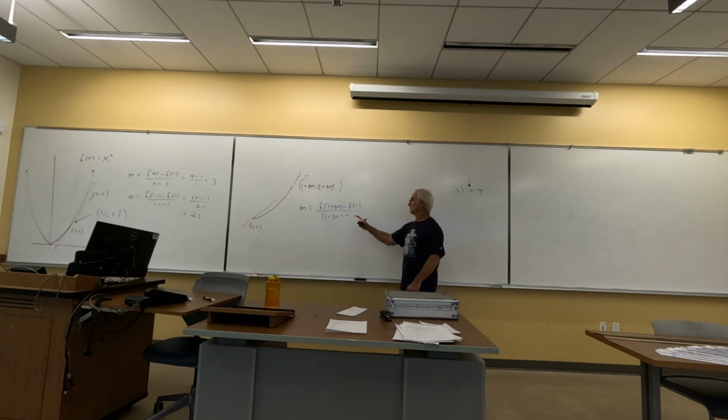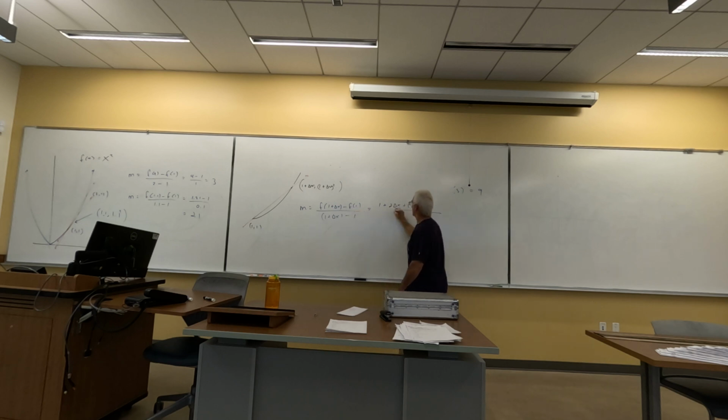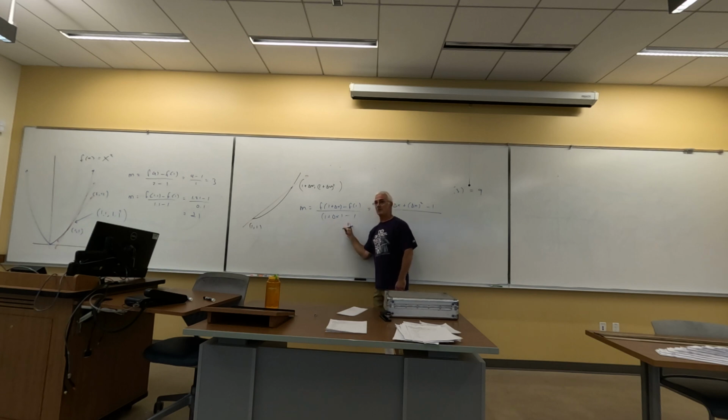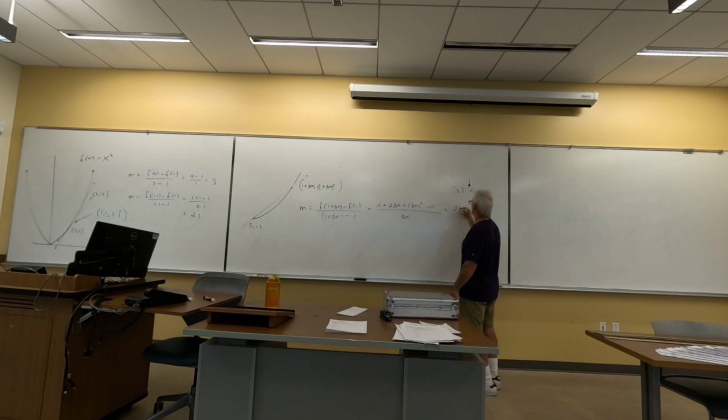Square it. I'm going to square this thing. So if I square that, it's going to be 1 plus 2 times 1 times delta x plus the square of delta x, minus 1, all over just delta x. Oh, the ones can cancel. So now I've got 2 delta x plus the square of delta x all over delta x.